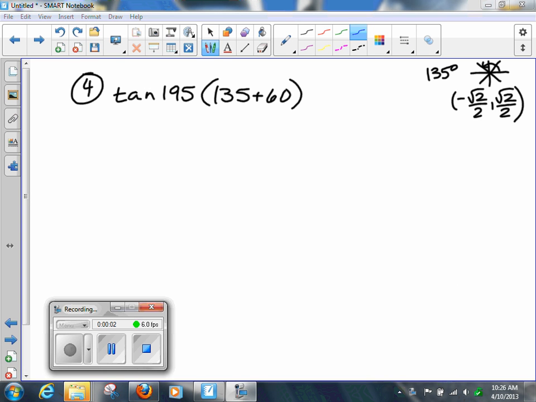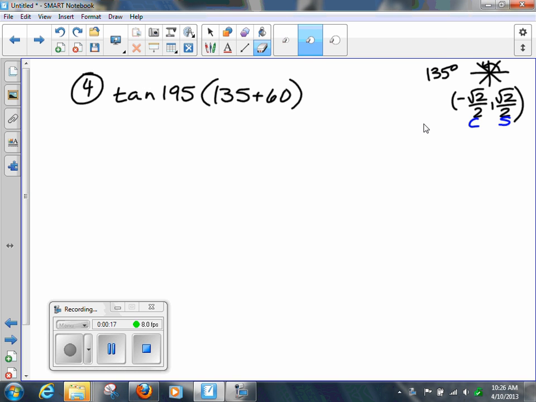Tangent. Sine divided by cosine, right? Well, I don't even need to do this. Sine divided by cosine. What's this value divided by its negative self? -1, okay? So tangent of 135.